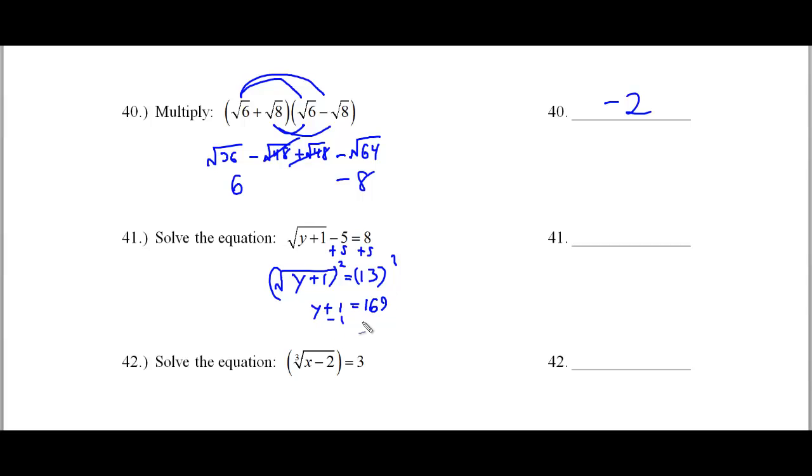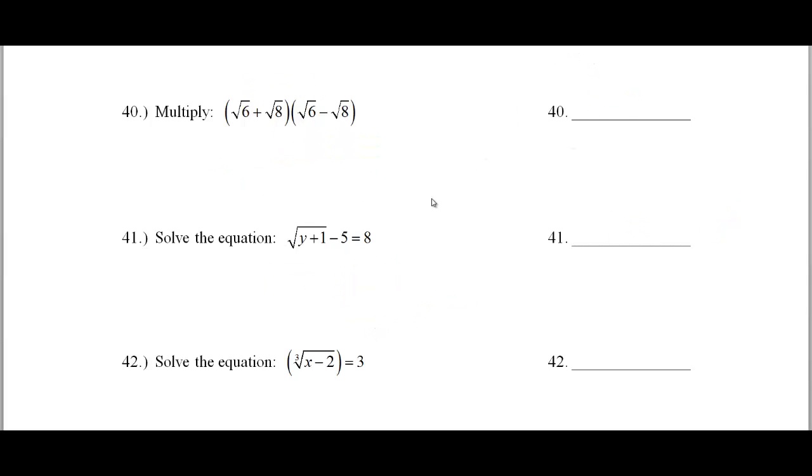And then we subtract 1 from both sides. Y is equal to 168. So 168 is my answer. And you can plug that back into the problem to see if you're right, because 168 plus 1 is 169. Square root of 169 is 13. 13 minus 5 is 8. Checks.